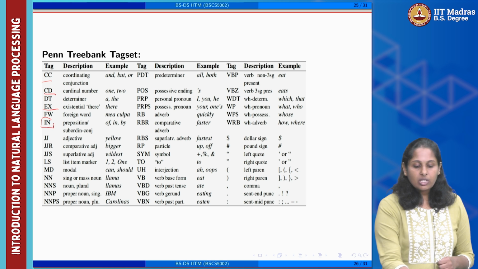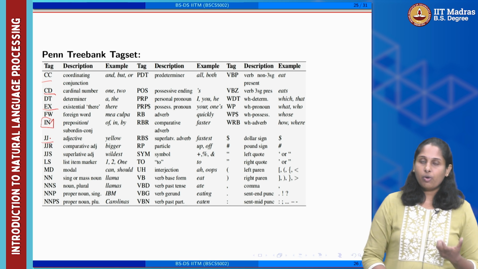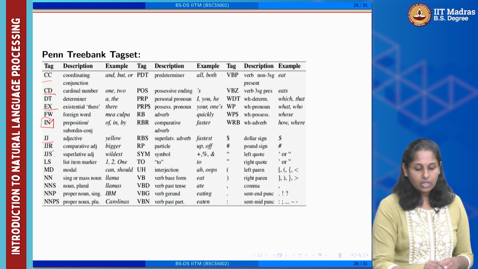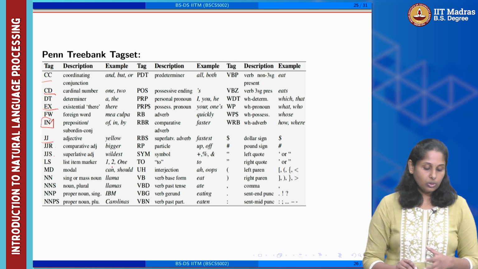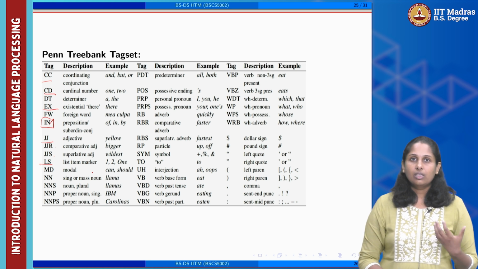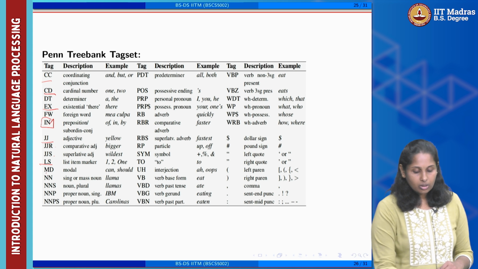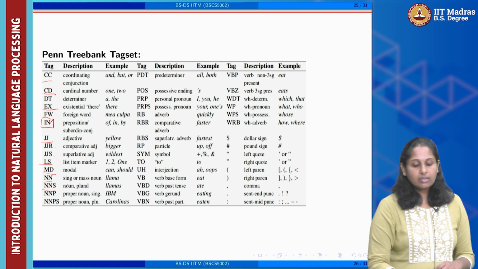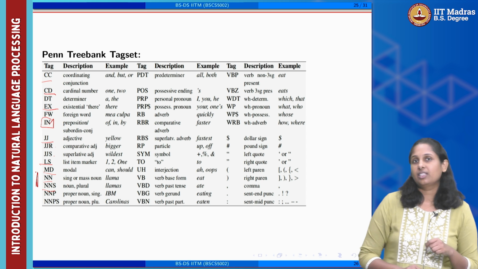So, IN is being used as a prepositional marker. And JJ, as I told you, is a mnemonic form for adjective, and comparative adjectives are JJR, or superlative adjectives are JJS, and other list item markers like 1, 2, 3 are given as LS, and modal verbs, especially the auxiliary verbs which show some kind of modality, are given as MD, and noun singular form NN, noun plural NNS. As you could see, the morphological pattern is also identified under this category.